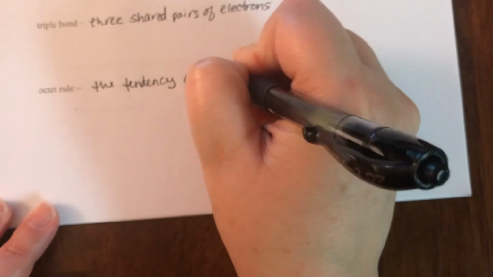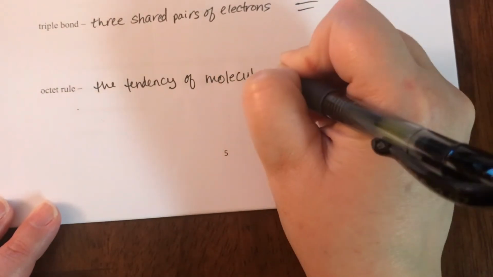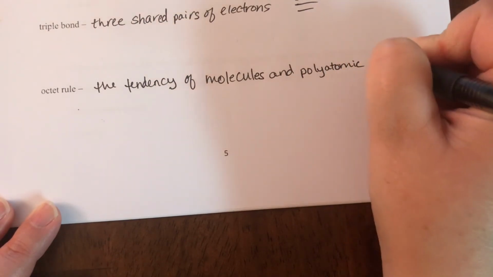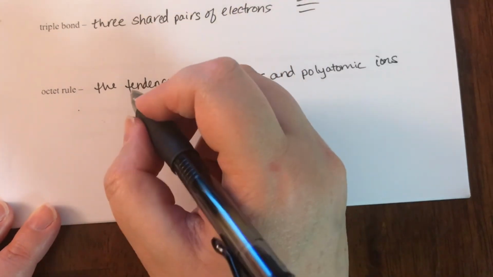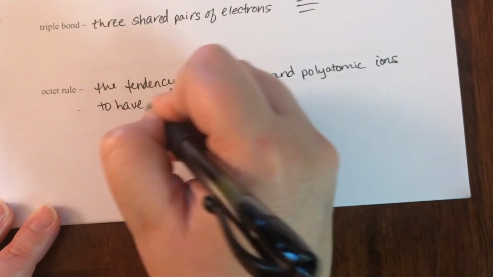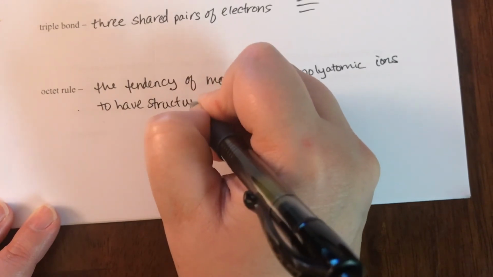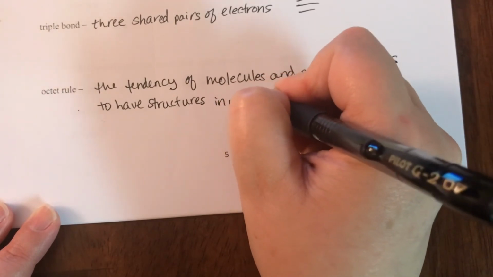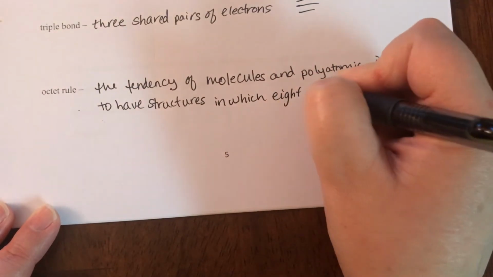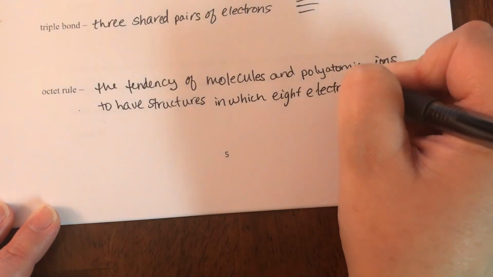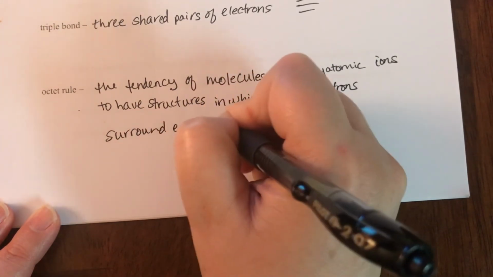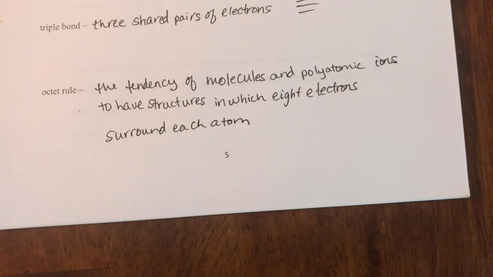of molecules and polyatomic ions to have structures in which 8 electrons surround each atom.